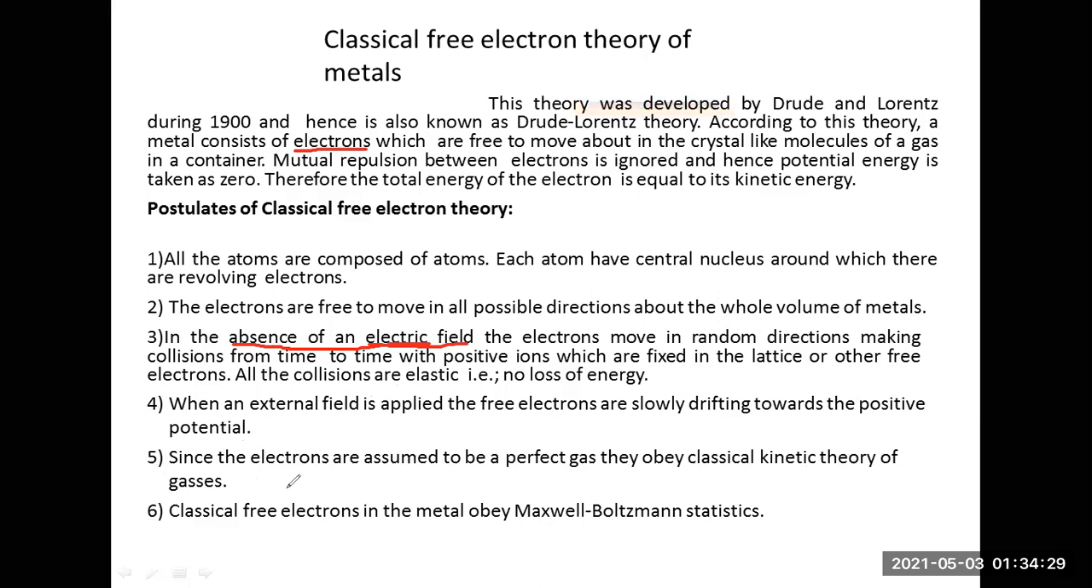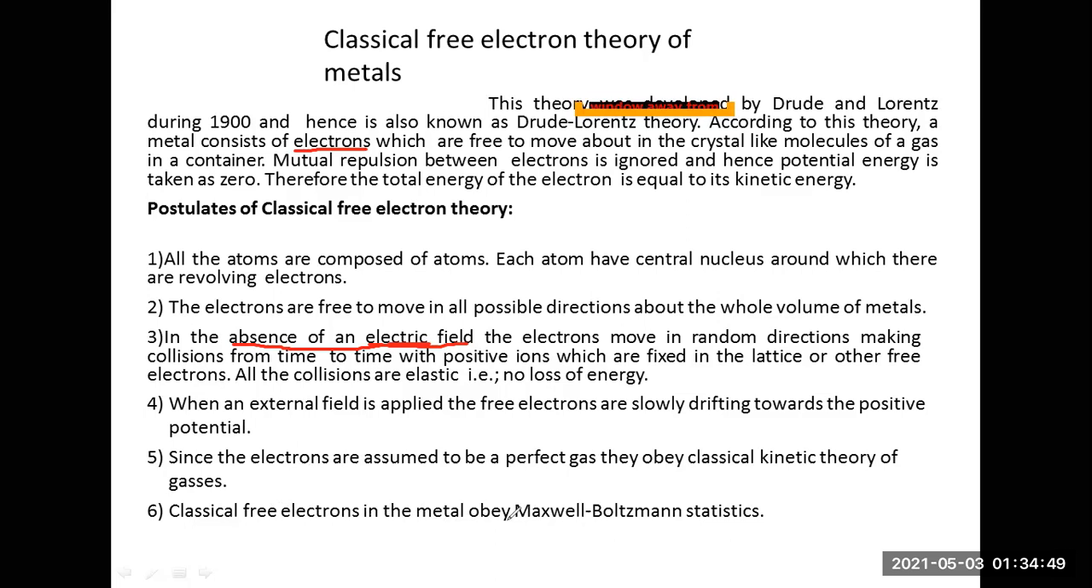Here we say that the electrons are freely moving, so definitely the electrons will have some velocity. How can we calculate the velocity? In classical free electron theory, the electrons in the metal obey the Maxwell-Boltzmann statistics, right?